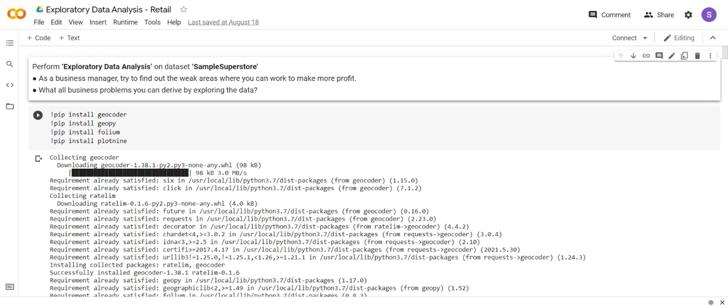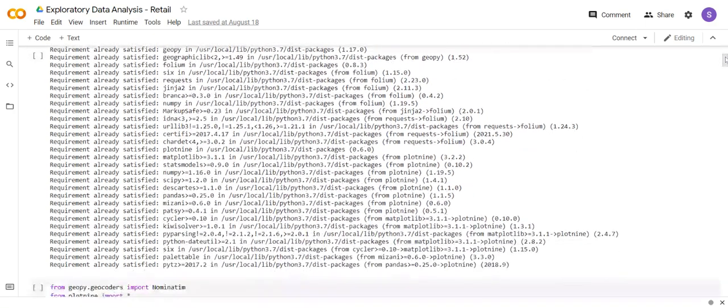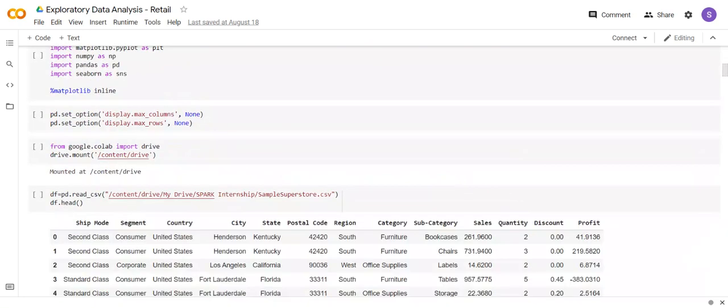So for that, here I have installed a few libraries like geocoder, geopy, folium, and plot9 for plotting maps, for generating a map to see the areas with the profit where we are making and how much. Here we have called all the libraries that are needed to plot the data, to analyze the data, and also to do the statistical analysis about the data.